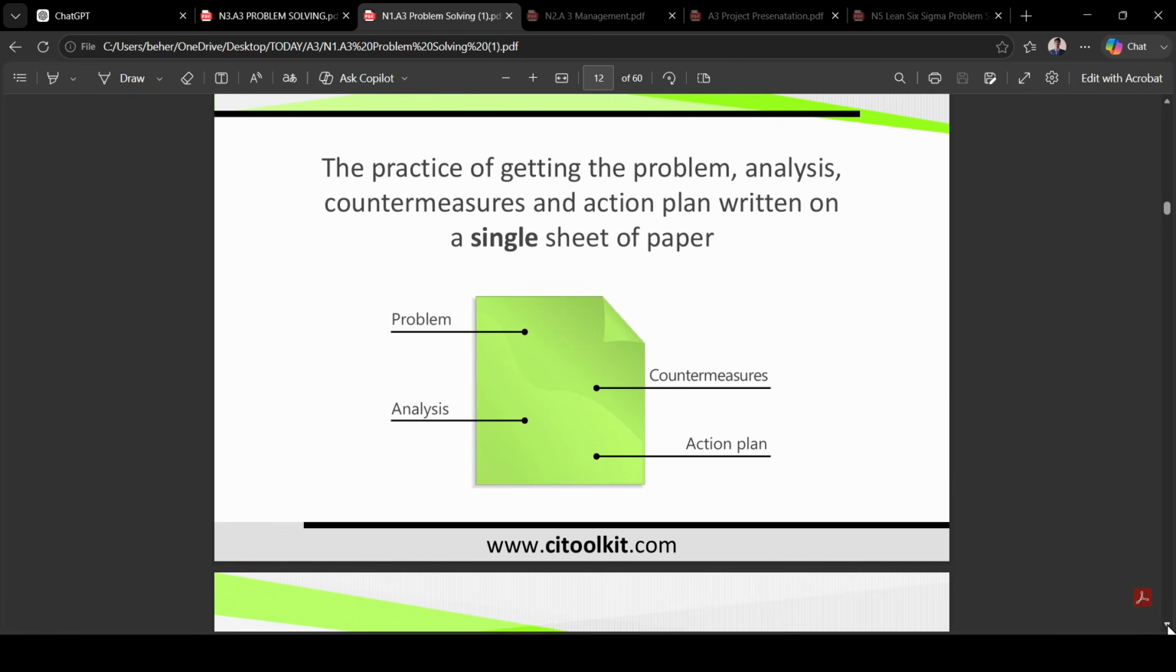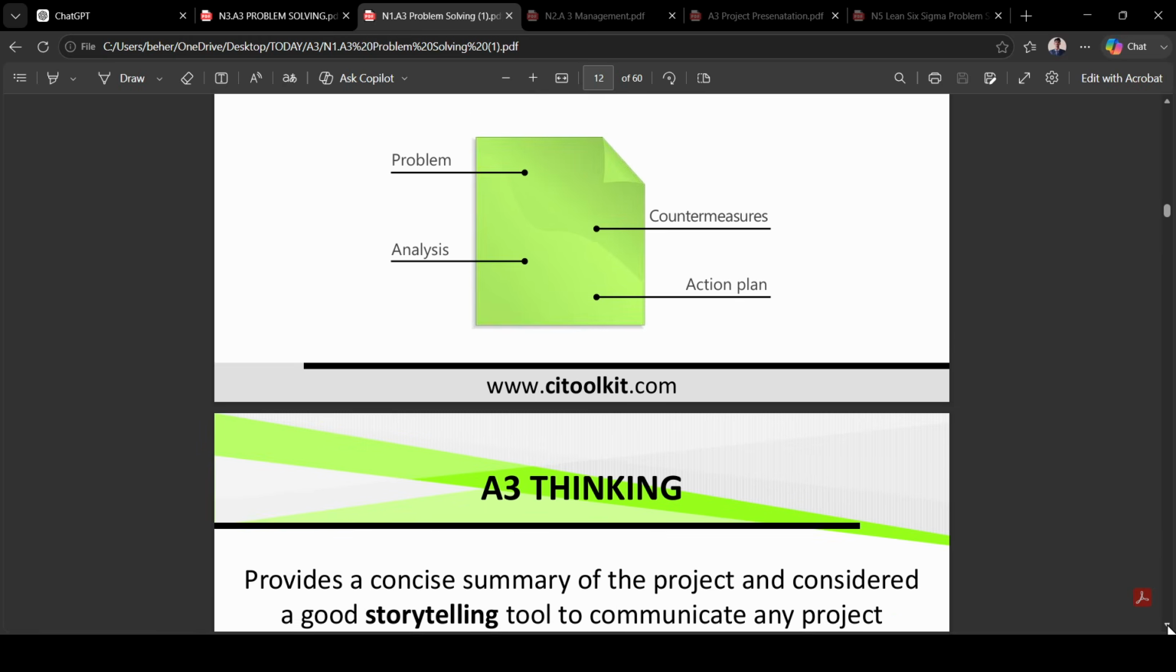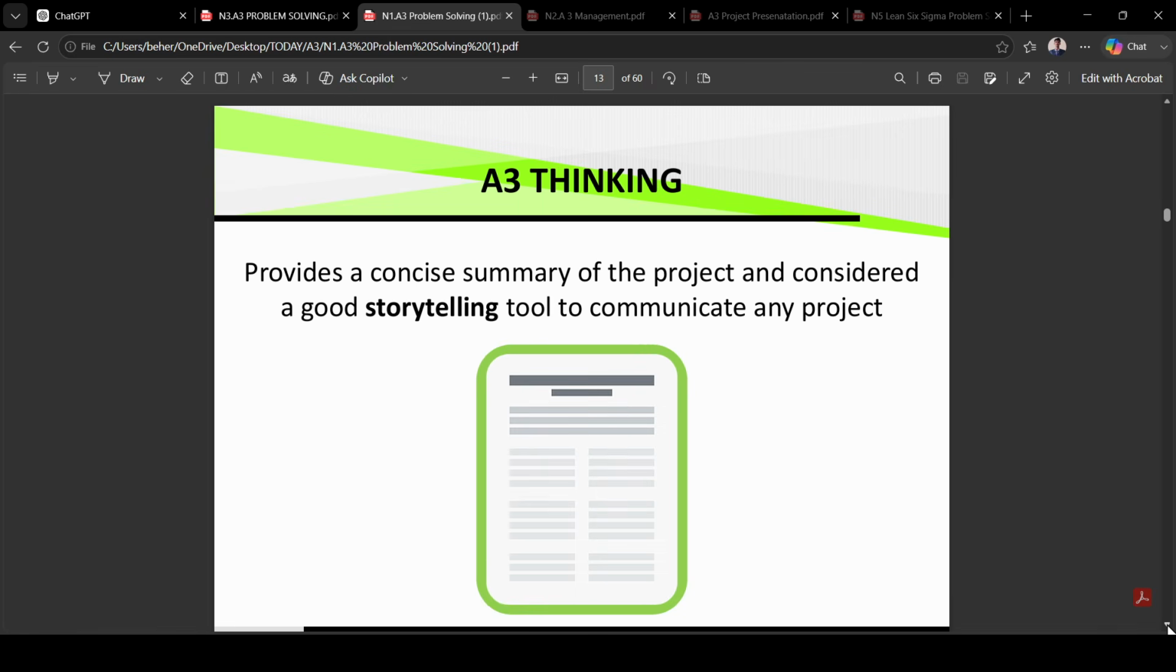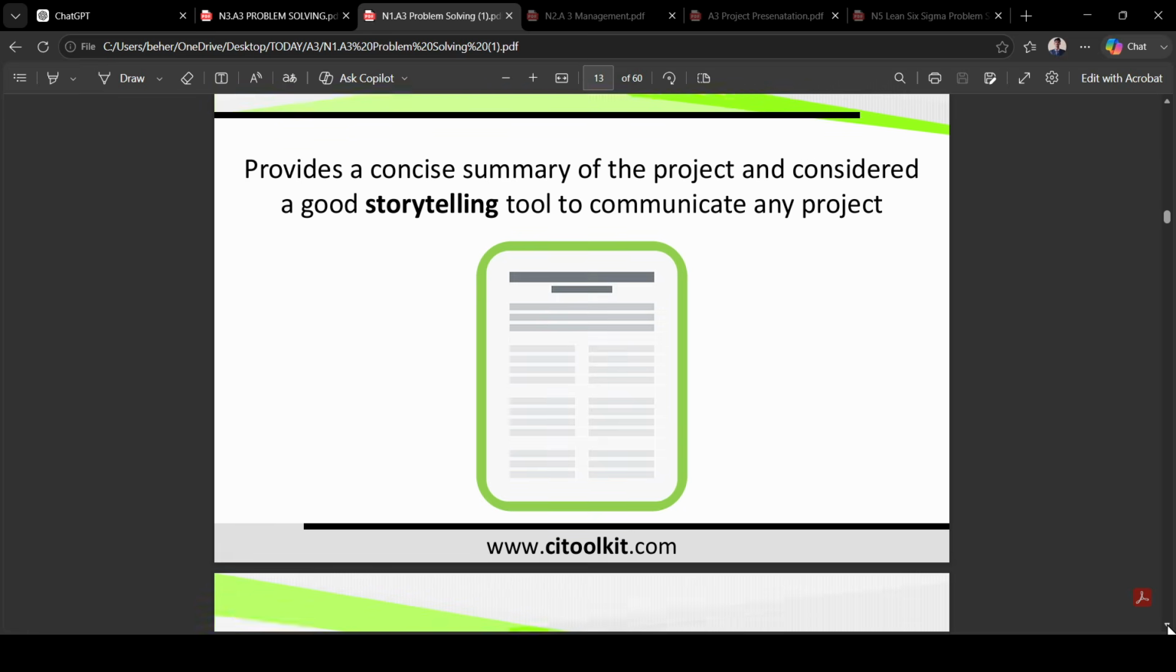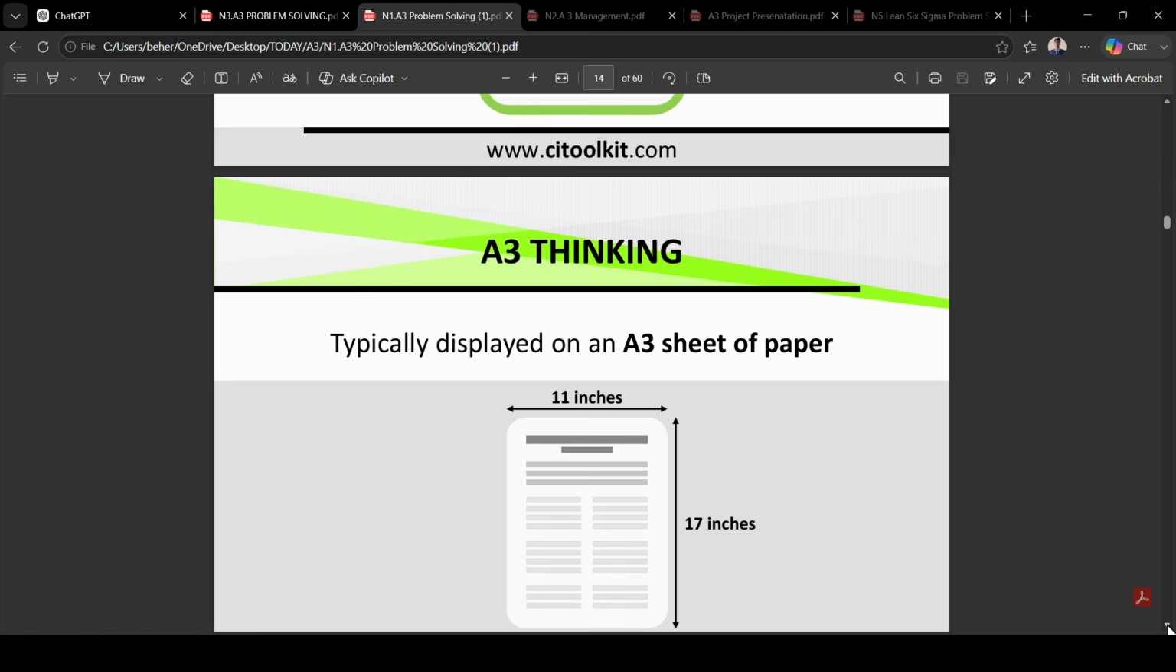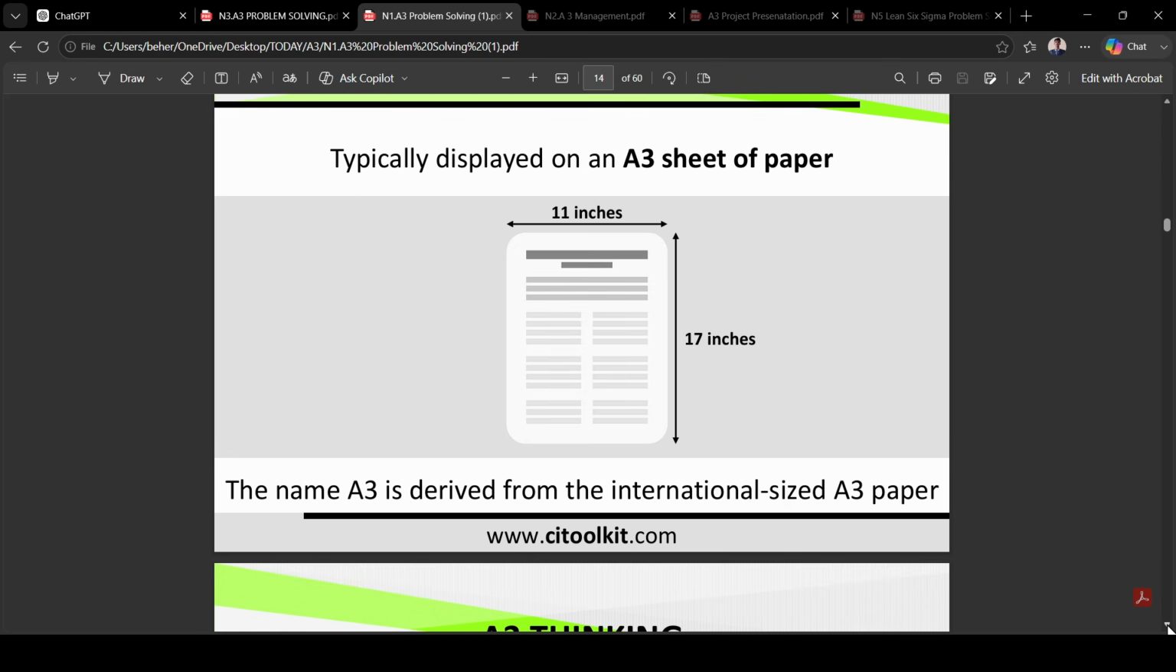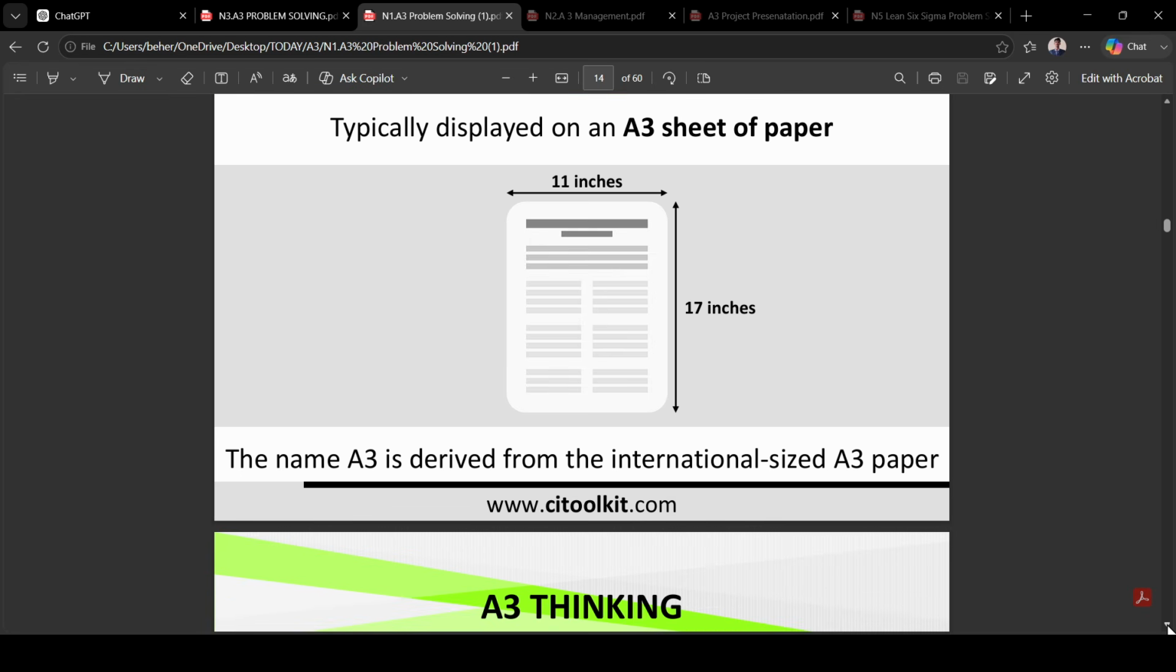The practice of getting the problem, analysis, countermeasures, and action plan written on a single sheet of paper provides a concise summary of the project and is considered a good storytelling tool to communicate any project. It is typically displayed on an A3 sheet of paper. The name A3 is derived from the international A3 paper size.